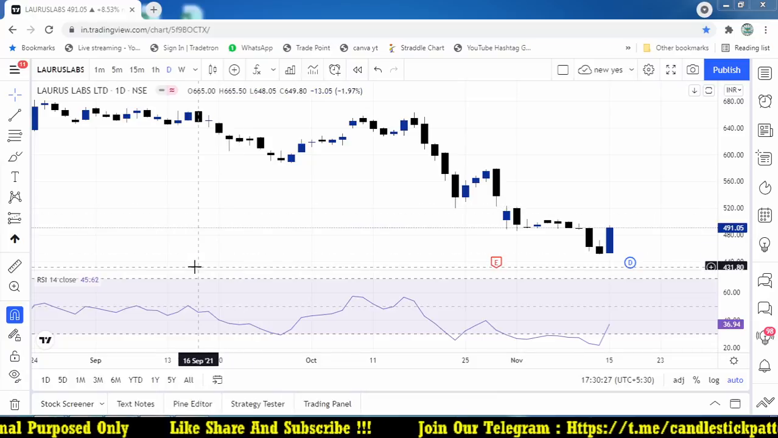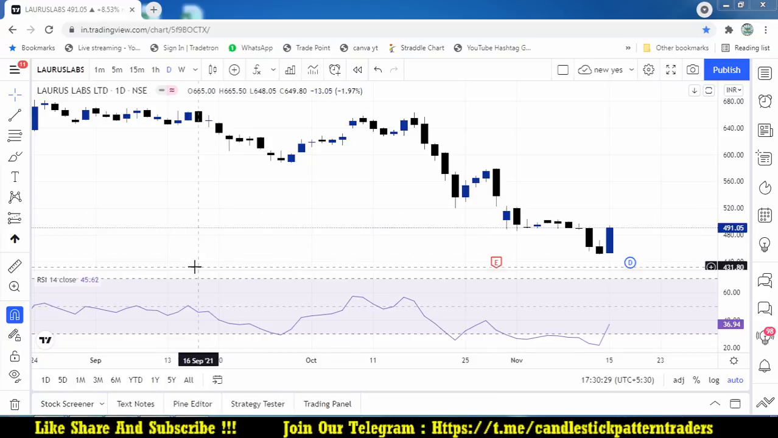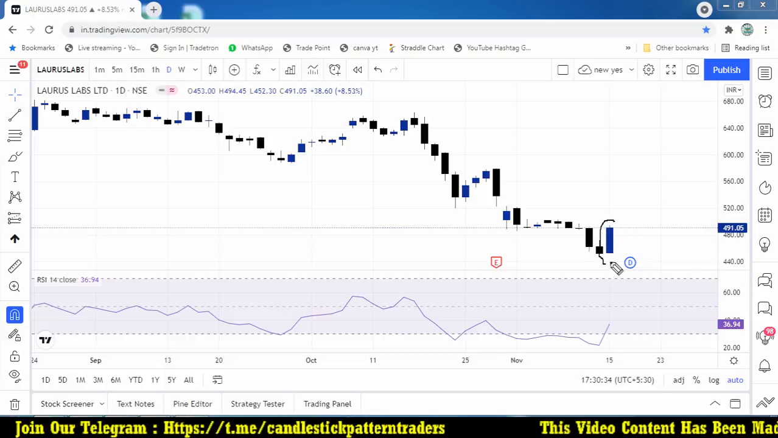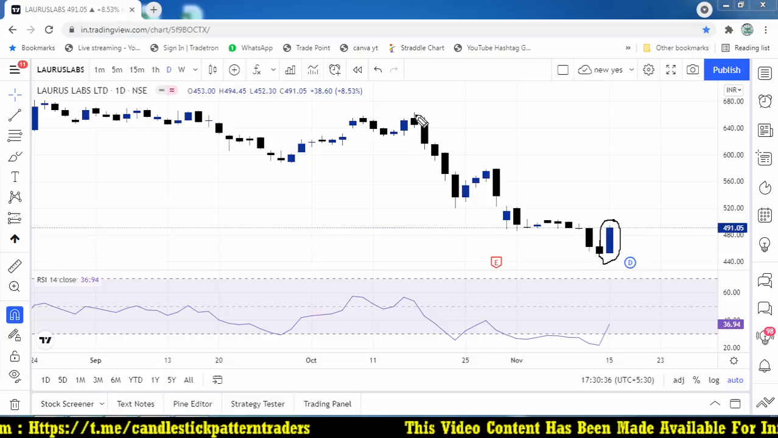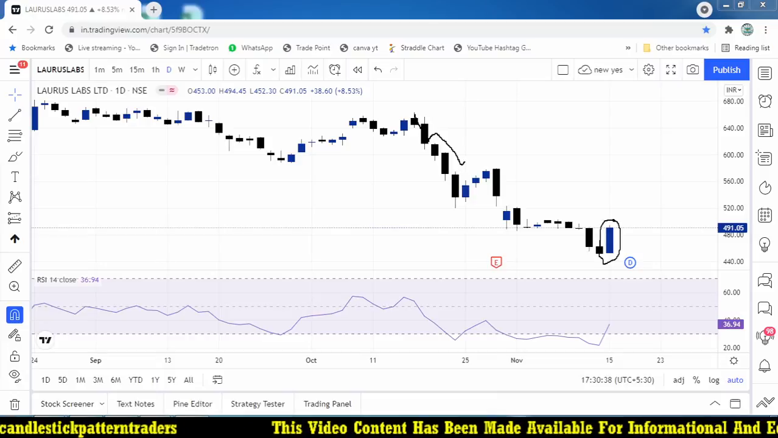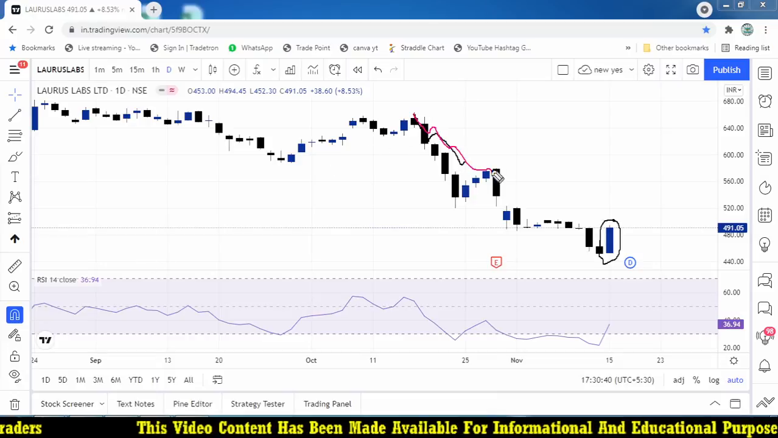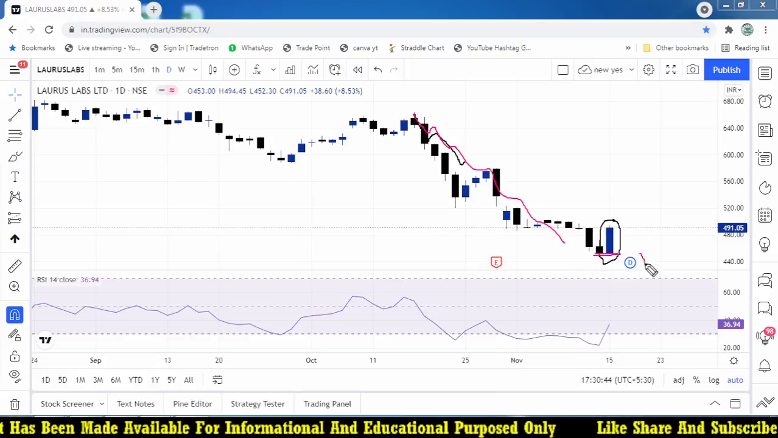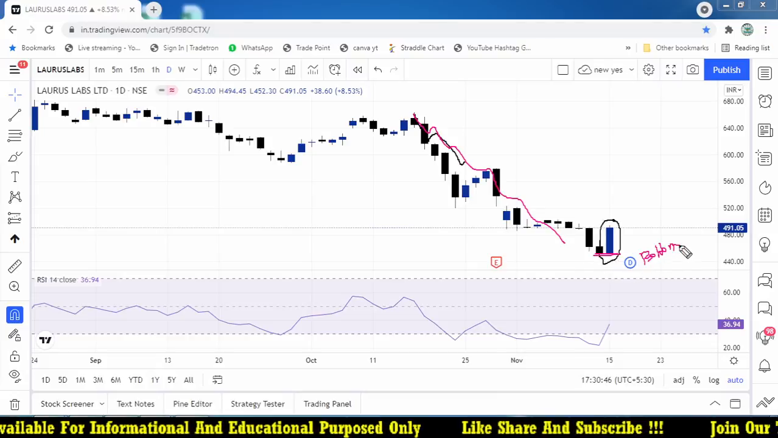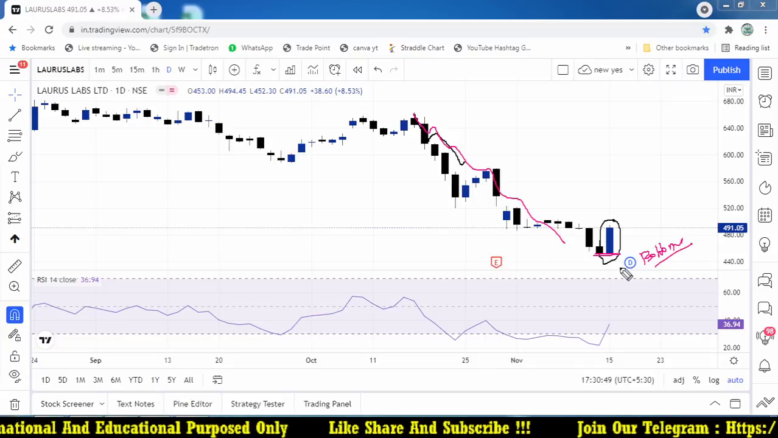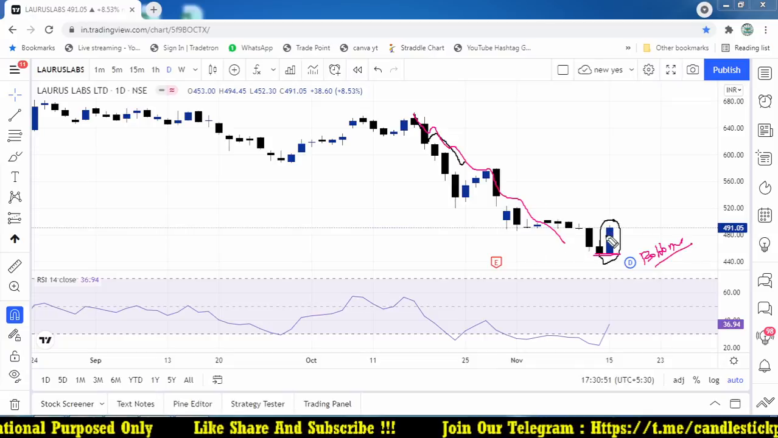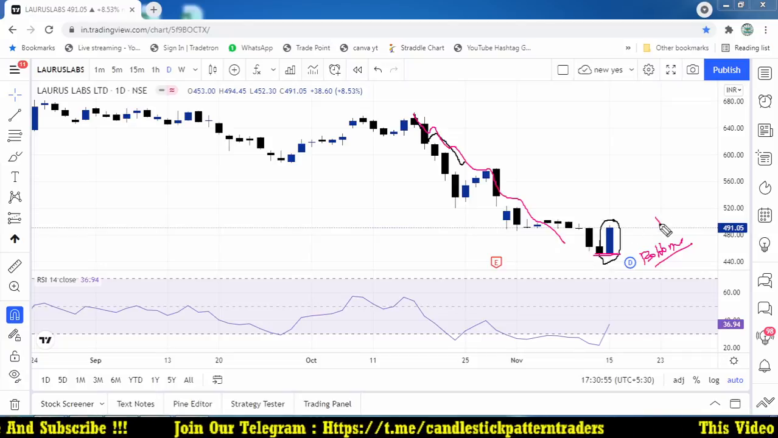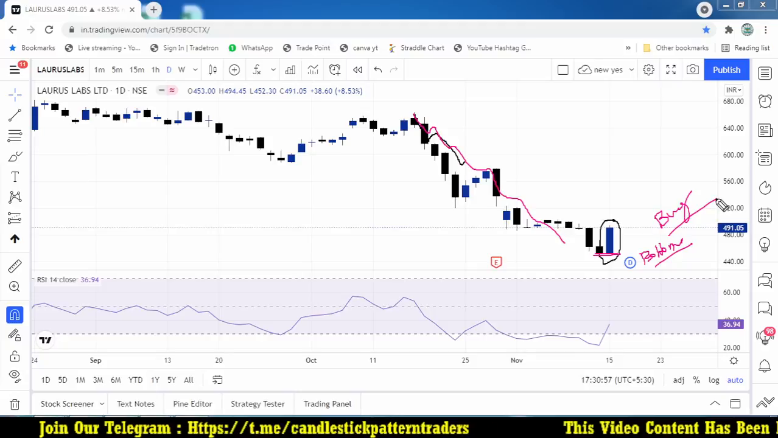So let's see this in this particular chart of Laurus Labs, where I found the trade opportunity today. There is a big candle formed today, but if you see, the market was previously in a perfect downtrend. So there is an opportunity. The stock was finding the bottom, and we are using the RSI to find the bottom level and buy at the bottom like that.